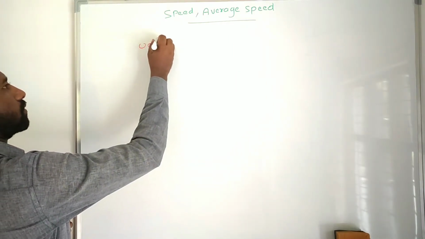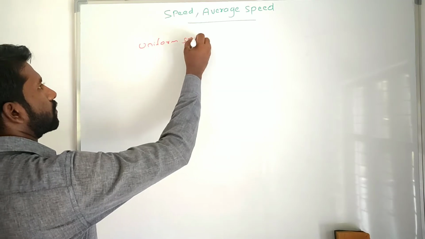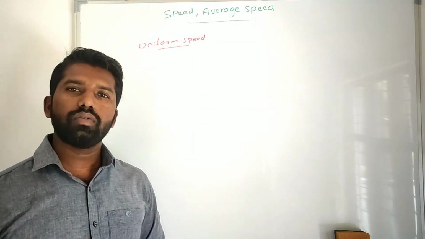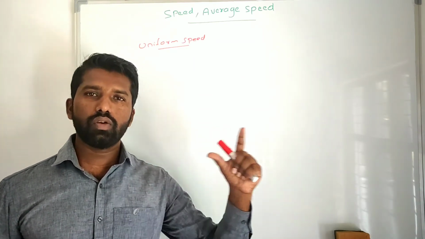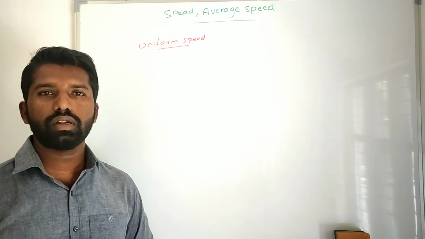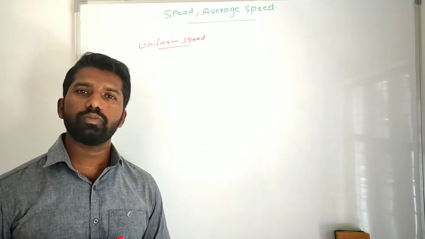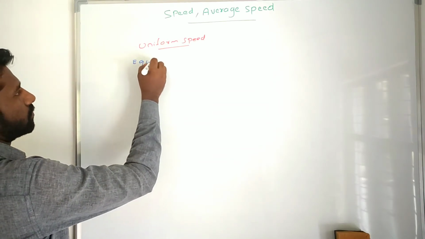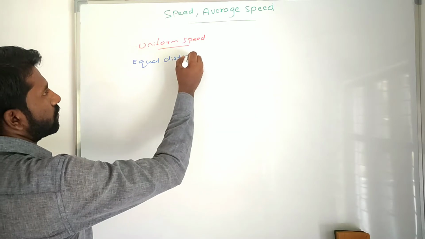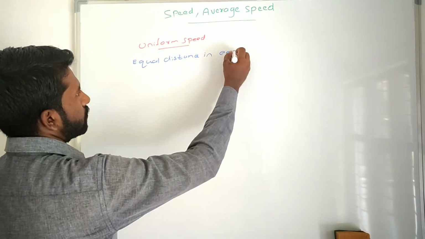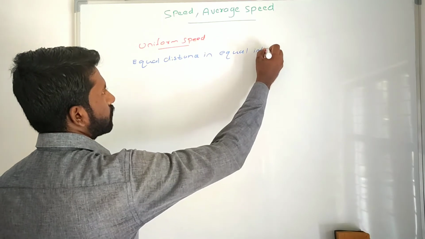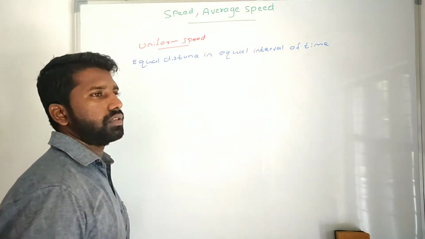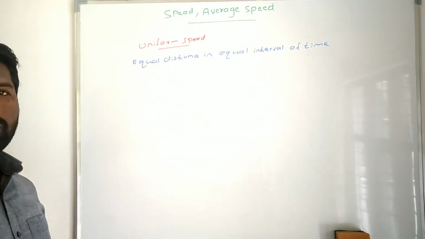Uniform speed. If an object covers equal distance in equal intervals of time, we can say that the object is moving in uniform speed.